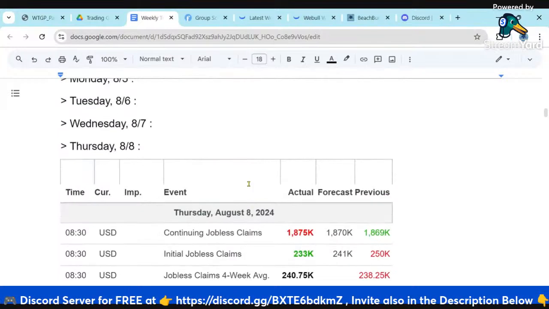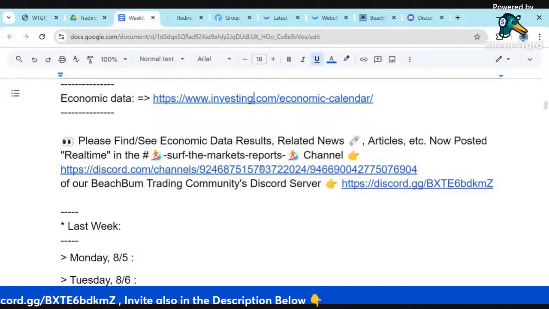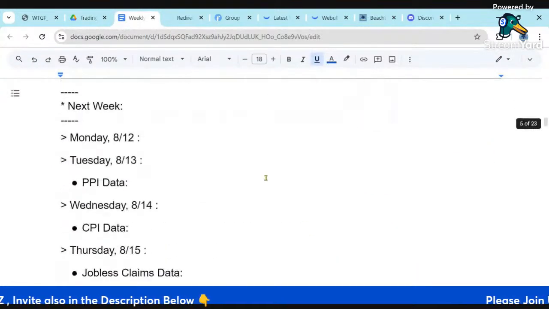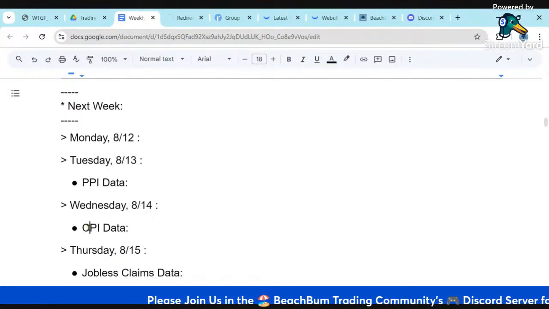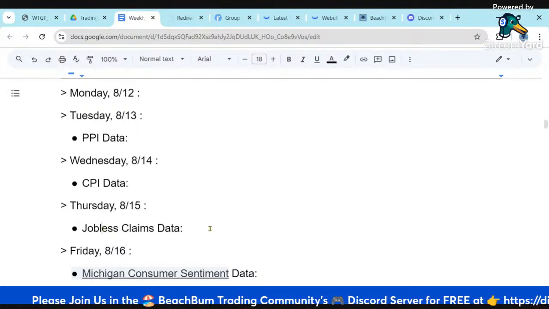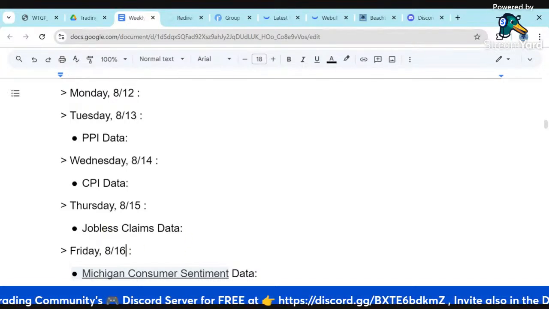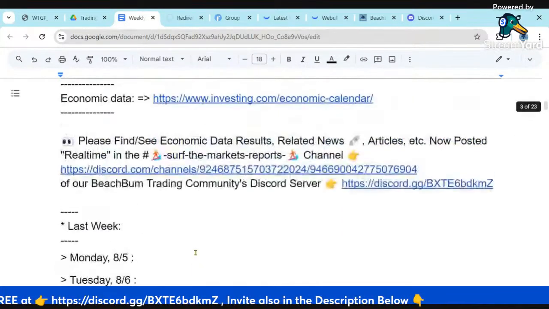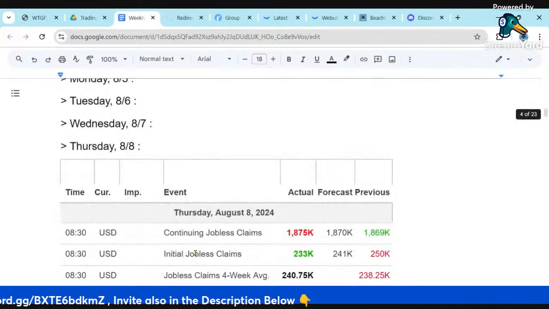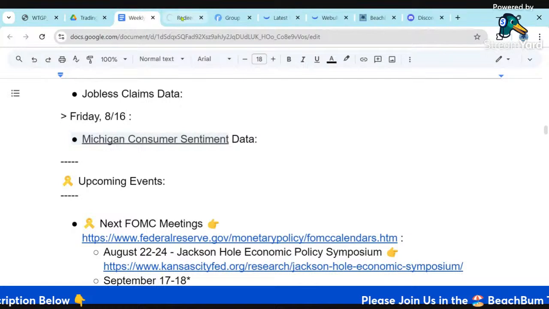So we'll open up the investing.com calendar. We'll go over some of the rest of the data in a minute, but just some highlights, some potential catalysts for further volatility in the market that we'll talk about this week. As we've got Tuesday is PPI data, Wednesday is CPI data, Thursday is jobless claims data, and Friday we've got Michigan consumer sentiment data. So plenty of potential catalysts for further volatility in the market. And again, we'll talk about other potential catalysts for further stock market volatility as part of our strategy for this week.